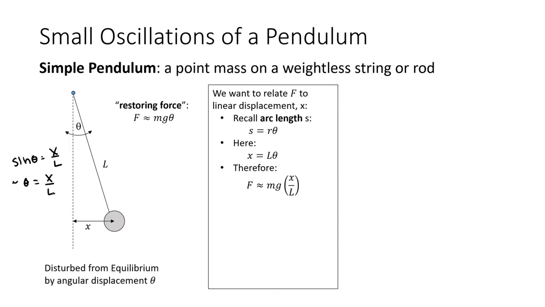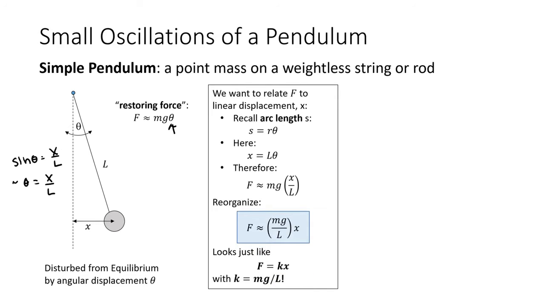And so then what we can do is we just plug in that relationship for theta. Theta is equal to x over L. We just plug that into our restoring force that we already derived, and we get F is approximately equal to mg x divided by L. Now I'm just going to reorganize it, and I'm going to put all of the constants that get multiplied by x, I'm just going to group those all together. And then we get something that looks like F is proportional to x. So F is equal to some constant times x.